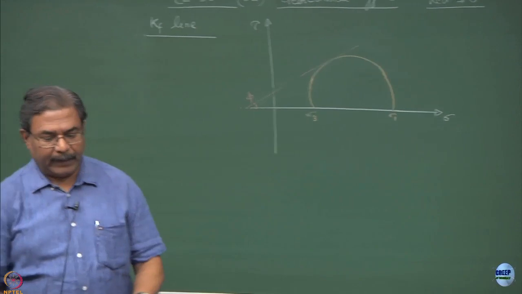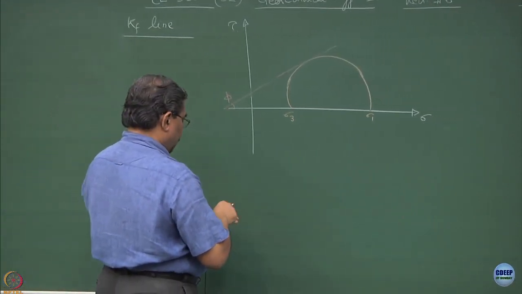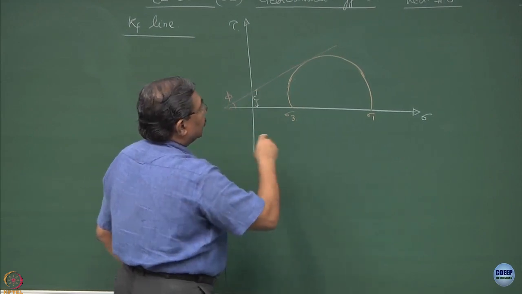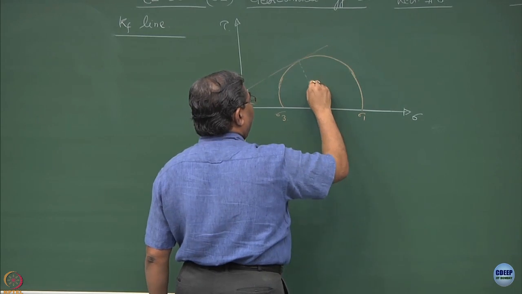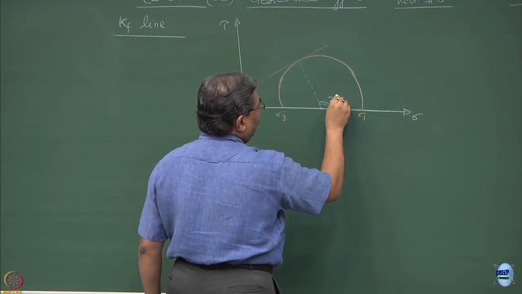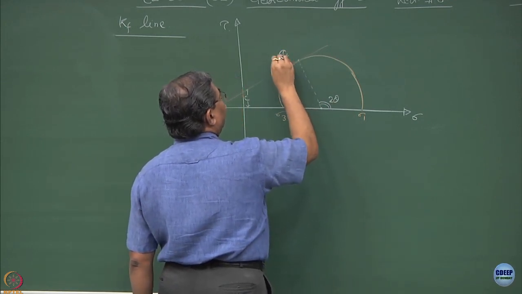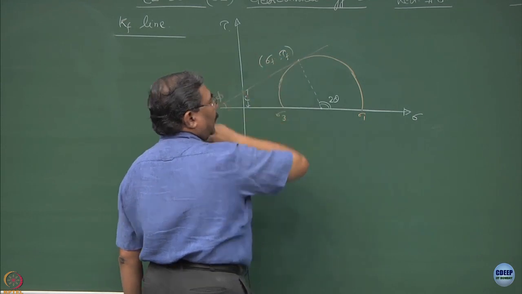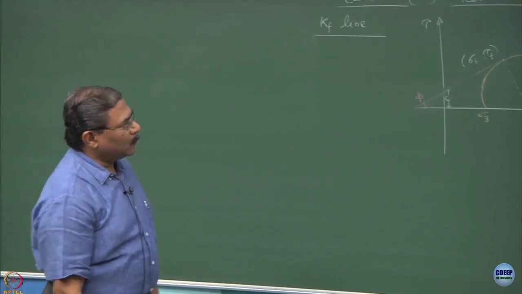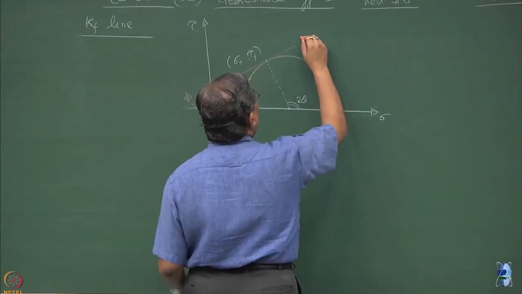This angle we have defined as the internal friction angle, this thing we have defined as c, this is the perpendicular from the tangent, this angle is 2 theta, this point we have defined as tau f, sigma f, where f corresponds to the failure, all right, and this is the Mohr-Coulomb envelope. Now, this line is also defined as the Kf line.